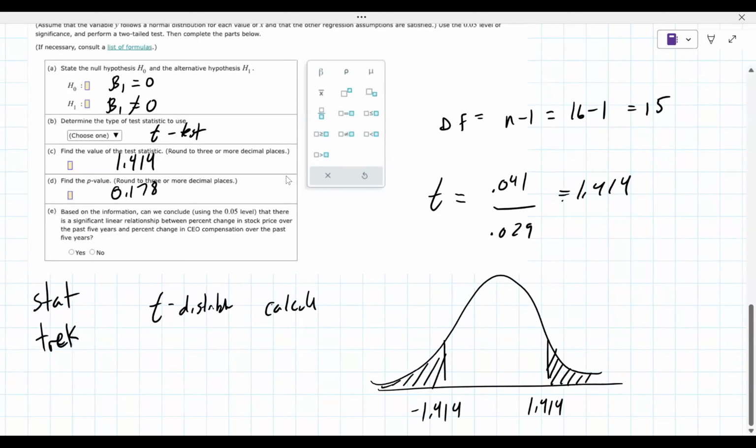So the last one here is a no. It's because the p-value is greater than alpha. Yeah, that's what I put, no, too, but I just wasn't sure.